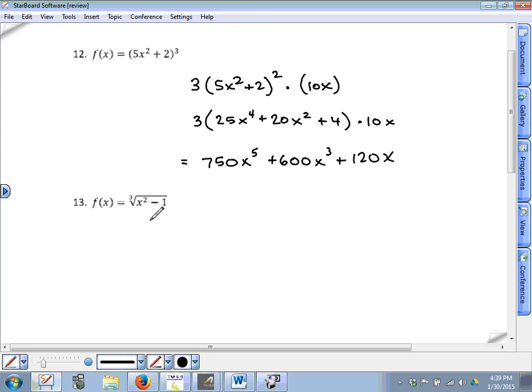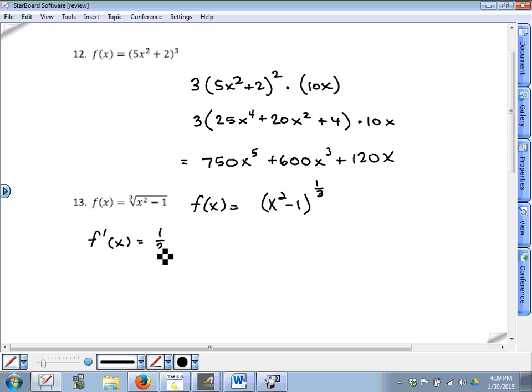Okay, for question 13, I'd do a little rewrite here and use rational exponents rather than a radical. So this would be x squared minus 1 raised to a power of 1/3. Now to find the derivative is going to be another chain rule. We have an outer function that's something being raised to the 1/3 power. So let's take care of that.